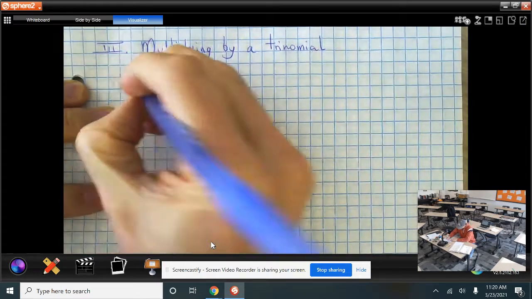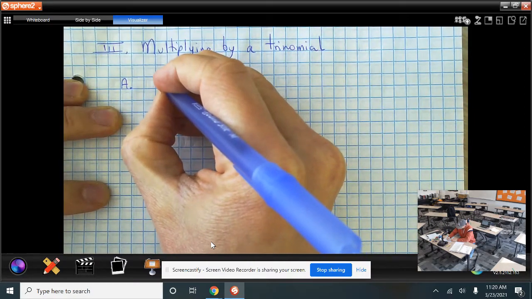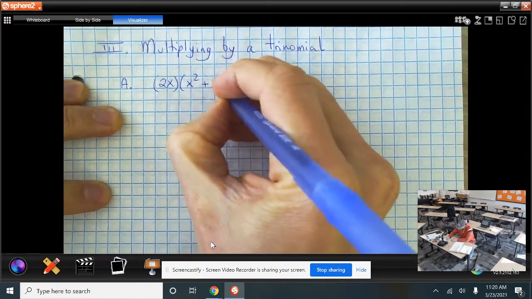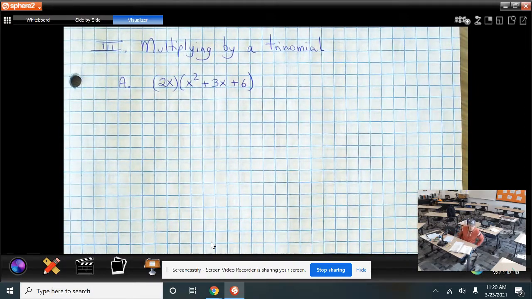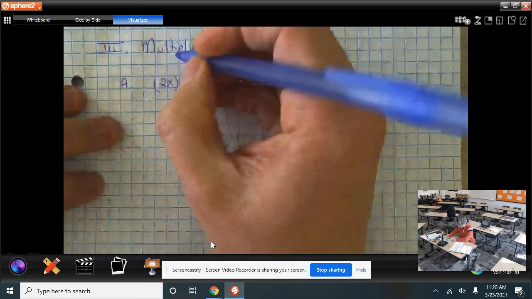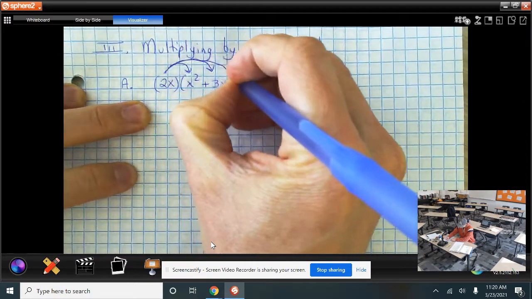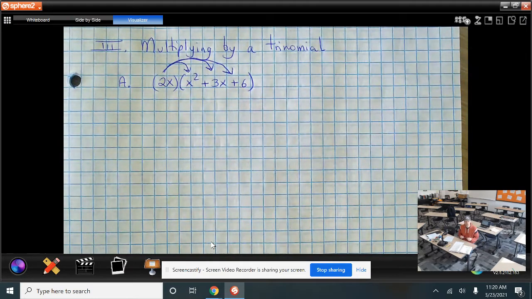All you've got to do. We'll call this example A. So I'm going to start with a monomial. I'm going to multiply 2x times x squared plus 3x plus 6. Okay, so we have a monomial, 2x, times a trinomial, a quadratic trinomial. That's a trinomial of degree 2. Anyways, you're going to do what you think you're going to do. You're going to distribute. So just make sure that you distribute that monomial in, distribute by, I guess, all three of the terms in the trinomial.